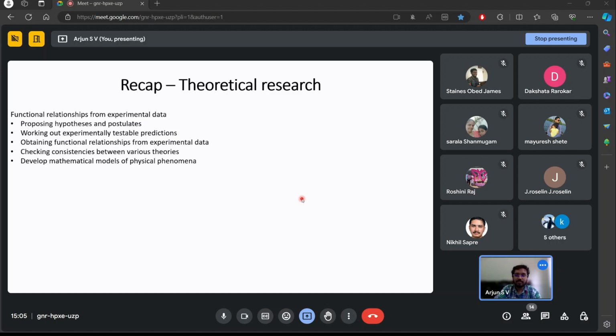The last step is to check consistencies between various theories. When you frame a hypothesis and find data which supports it, it should be in tandem with existing theories as well. It can't disprove or invalidate any existing correct theories or hypotheses. Finally, after you obtain functional relationships from experimental data, you combine all these functional relationships together and develop a mathematical model which involves the physical phenomena you're trying to question. In the initial lectures we saw this, and after that we saw least squares fitting.